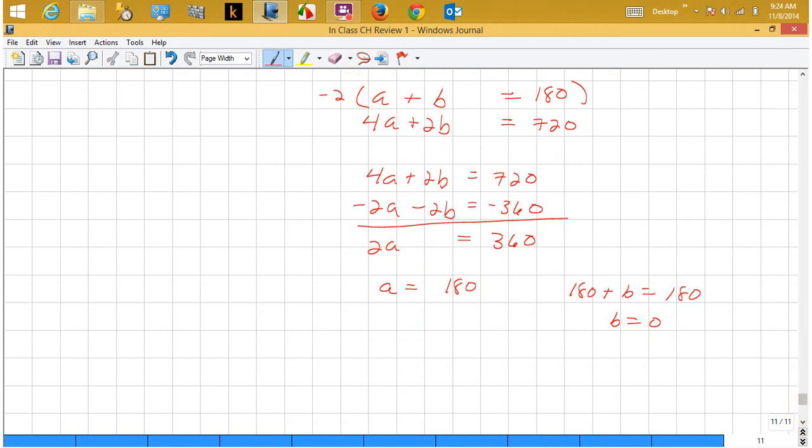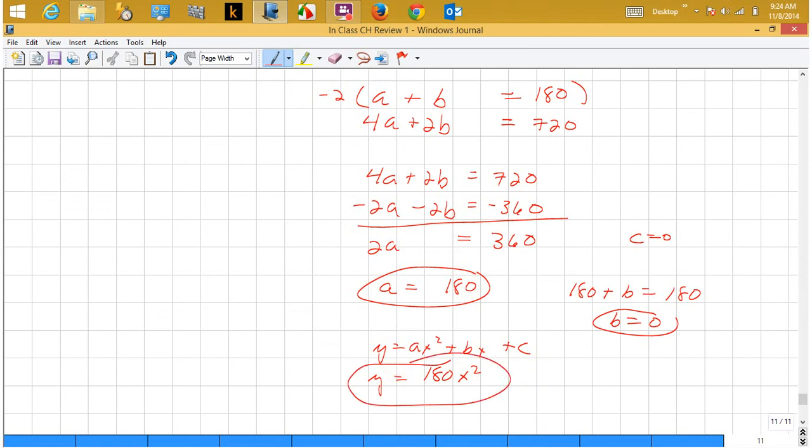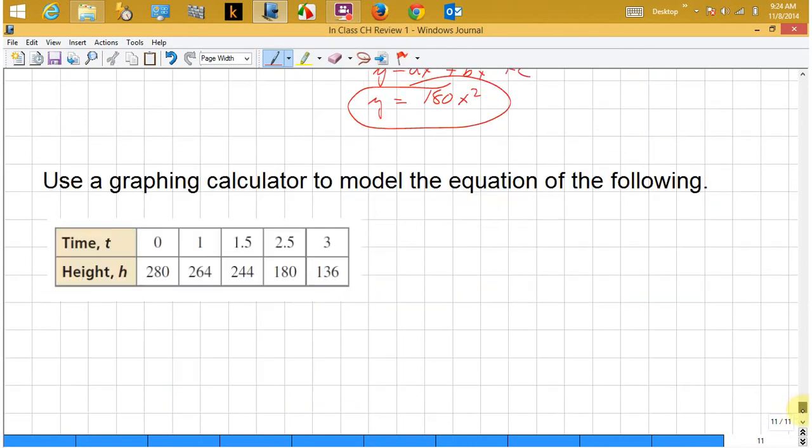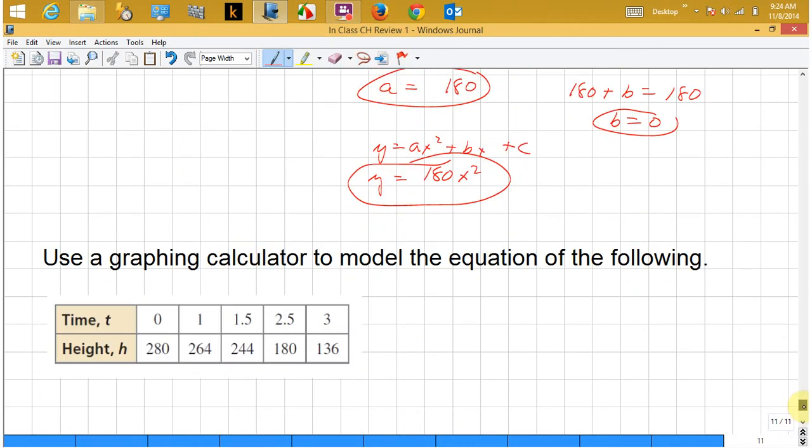So finally, my equation is going to be, so I have b, I have a, and I have c. Remember, c is equal to 0. I have y is equal to ax squared plus bx plus c. y is equal to a, which is 180x squared, plus bx will be 0, and c is 0, so this will be my equation. And I think that's the last problem. Nope, there's one for the graphing calculator, but we haven't done that yet, so we'll just hold off on that.